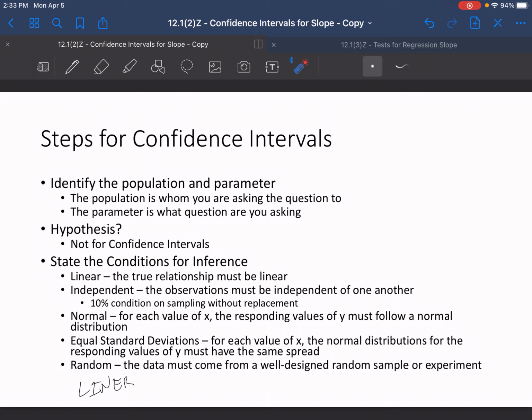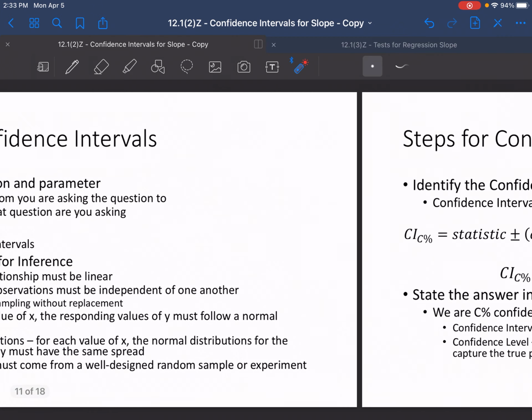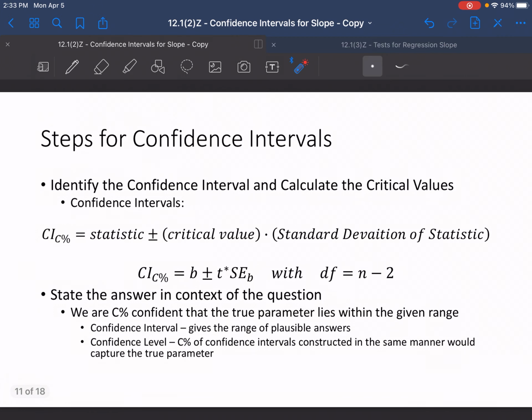I would say normal and equal standard deviations are the ones that are going to be a little more tricky to tell, but if you know what kind of graph you're looking at, then it'll be okay. Our do step is going to be to identify the confidence interval and calculate the critical value.